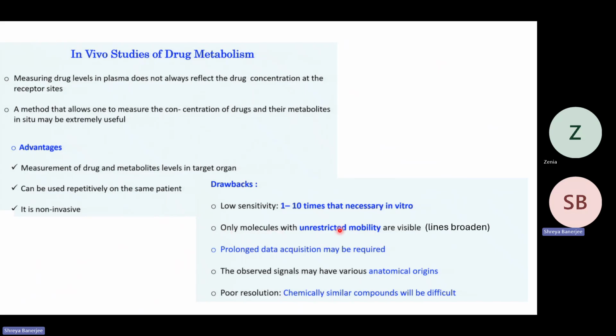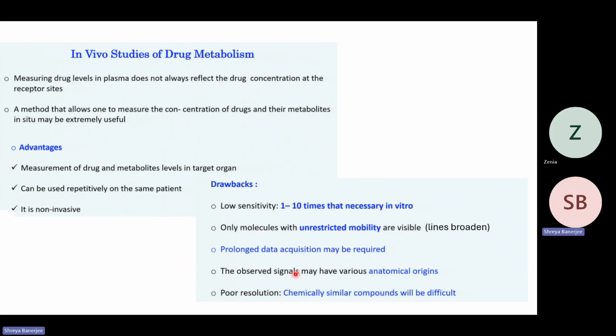Another thing, only molecules with unrestricted mobility are visible. Since we cannot move or spin the human body, there is a tendency for line broadening. So you will only see molecules where there is a lot of mobility. Prolonged data acquisition may be required to make up for the sensitivity. The observed signals may have various anatomical origins. For example, if we are doing 1H, we can get 1H signals from the water in the body or from the protein or lipids that are naturally present. So these are anatomical origins.